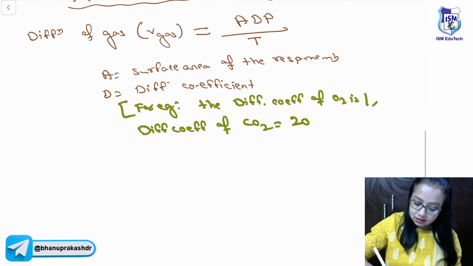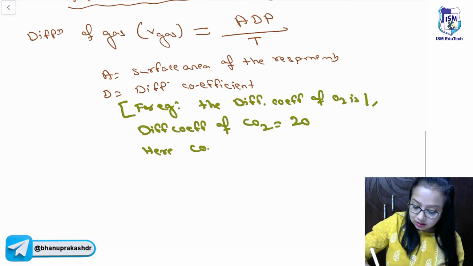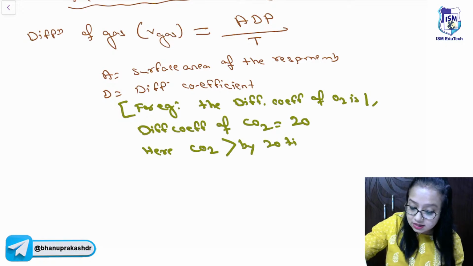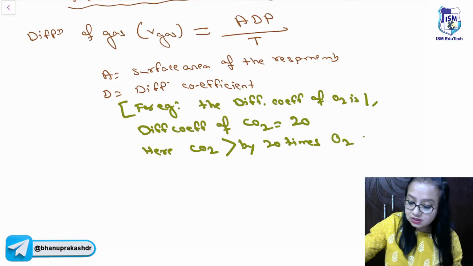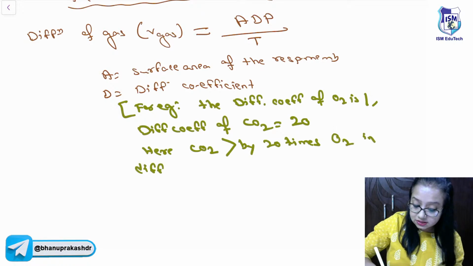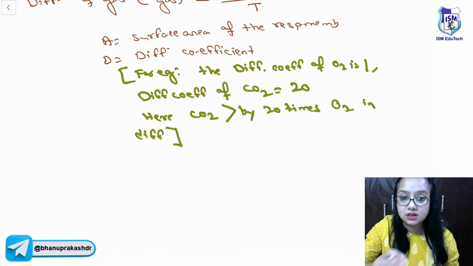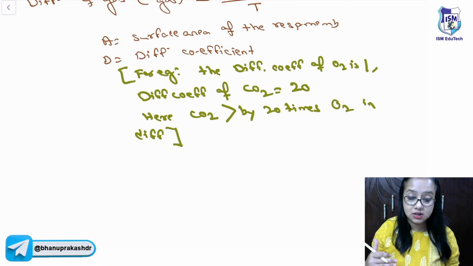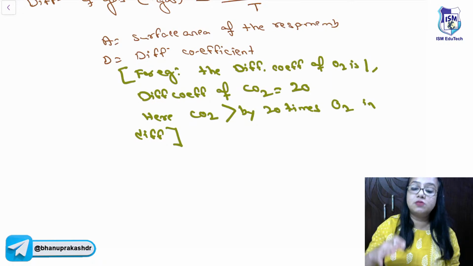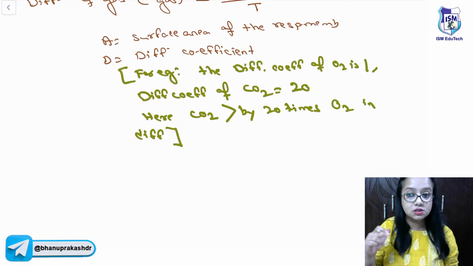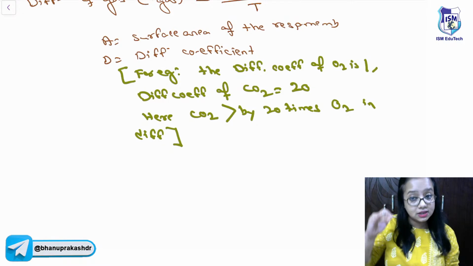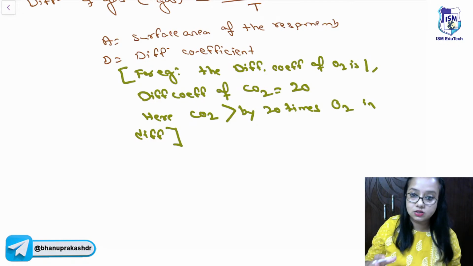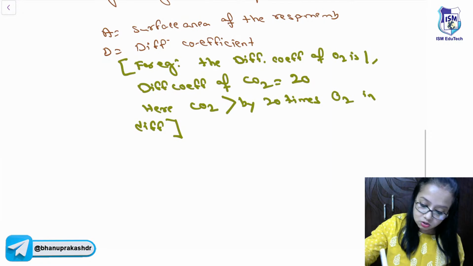So here carbon dioxide is greater by 20 times than oxygen in diffusion. That means if the same concentration of carbon dioxide and oxygen are present, the carbon dioxide will diffuse readily. It will diffuse at a much faster speed compared to oxygen, because the diffusion coefficient of carbon dioxide is 20 times more than that of oxygen. So the diffusion coefficient plays an important role.